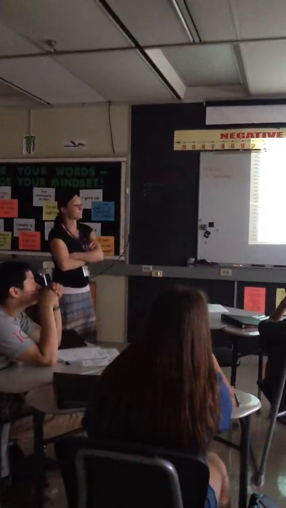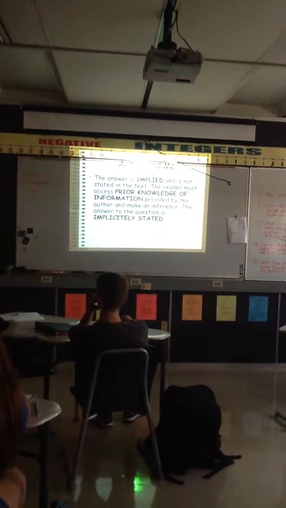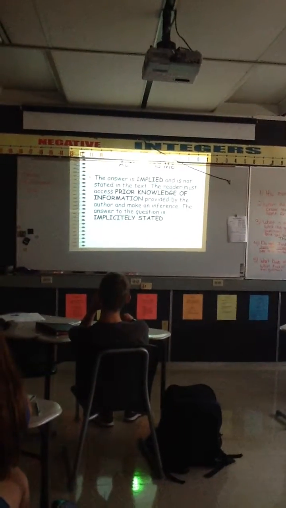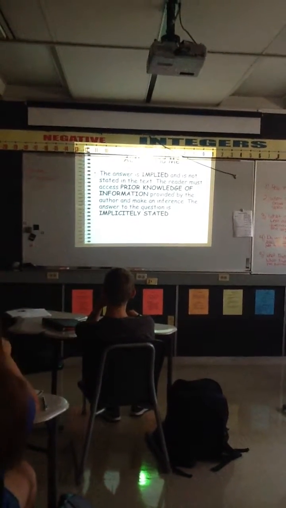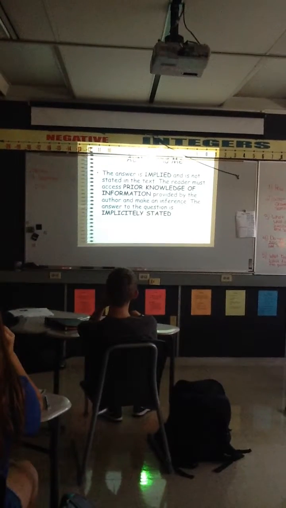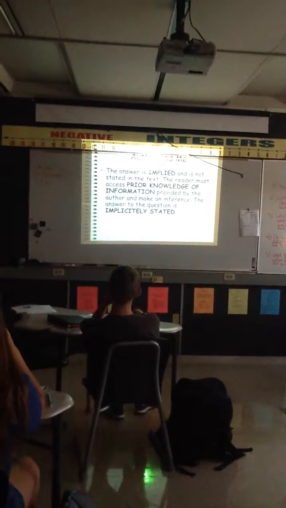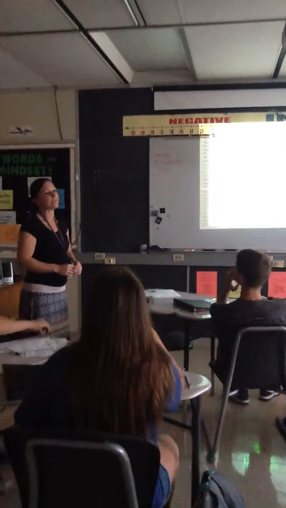Alright, Ethan, author and me. The answer is implied and is not stated in the text. The reader must access prior knowledge of information provided by the author and make an inference. The answer to the question is implicitly stated. Thank you, Ethan.